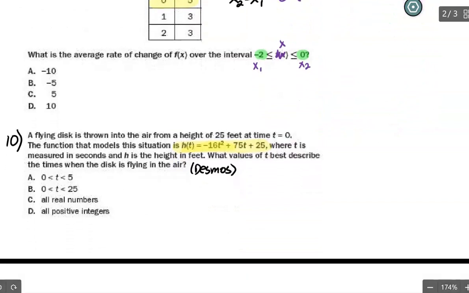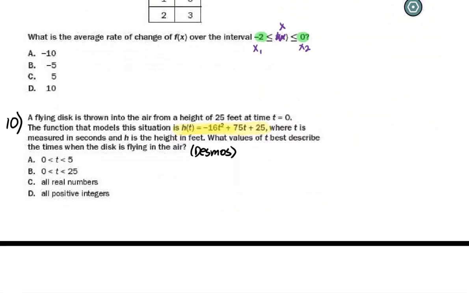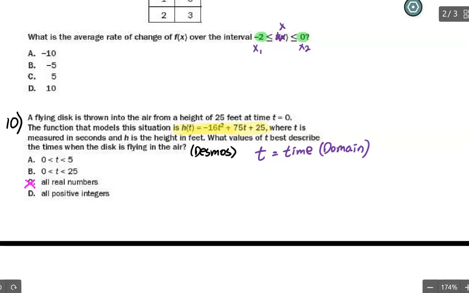Going down to number 10. A flying disc is thrown into the air from a height of 25 feet at time equals 0. The function that models the situation, here's the function, where t is measured in seconds and h is the height in feet. What value of t best describes the times when the disc is flying in the air? Now, t is time. Now think about that in realistic terms. Okay, that's also your domain, our x-axis. Think about what two answers can it possibly not be. Okay, one definitely for sure. And that's going to be C, all real numbers.